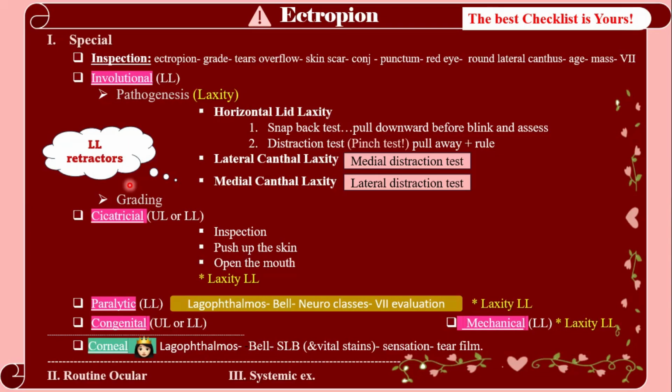So how do you assess? If you remember, we have lower lid retractors, right? And we have upper lid retractors. What are the upper eyelid retractors? The upper eyelid retractor is the Muller's muscle, and the lower eyelid retractors are the capsulopalpebral fascia, which arises from the inferior rectus and attaches to the lower fornix. So my question is, what are the upper eyelid retractors?